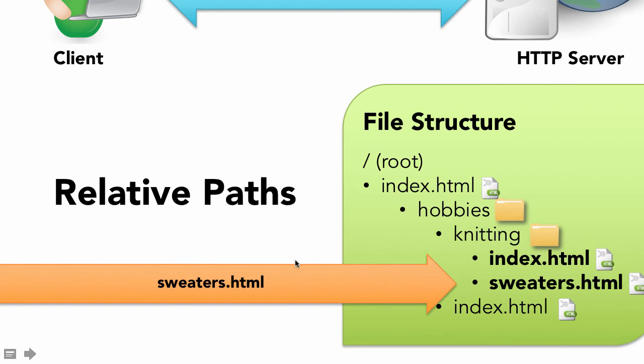Another example is if now we are working in the knitting folder, say we're working on index.html and we want to make a link to the sweaters page. In this particular case, we could actually just type in sweaters.html because it's contained in the same folder. This is how relative paths work.